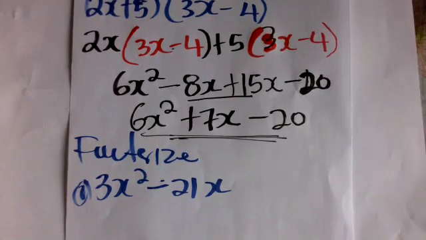This one says 3x squared minus 21x. You have 1 minute to do that. That is very simple. So 1 minute, only 1 minute. Let's go.